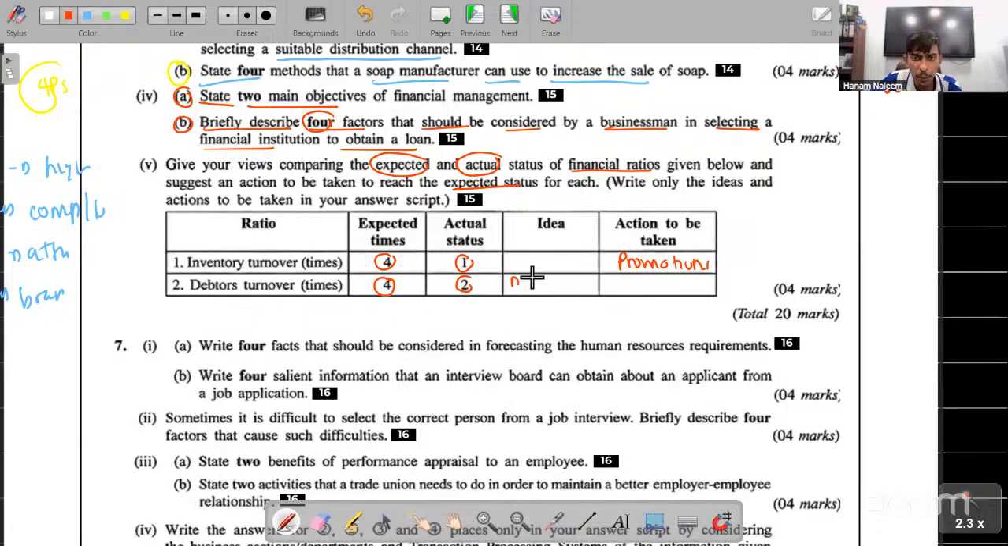Maybe our debt collecting policy was ineffective. That means the way we had to keep on asking for the money. If we don't ask, they won't pay. So maybe we didn't have a proper collecting policy, and because of that we couldn't get the money. So what's the action we can take? Maybe you can give him some discounts. If you give him some discounts, he'll be encouraged to pay the money very quickly. So those are the ideas and the actions to be taken. Factoring can also be taken.